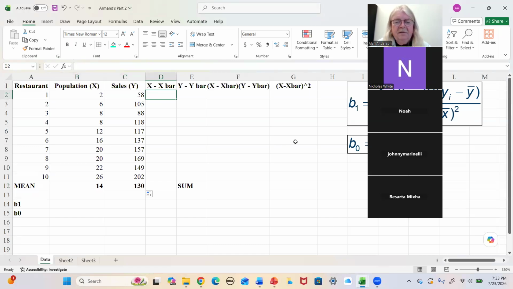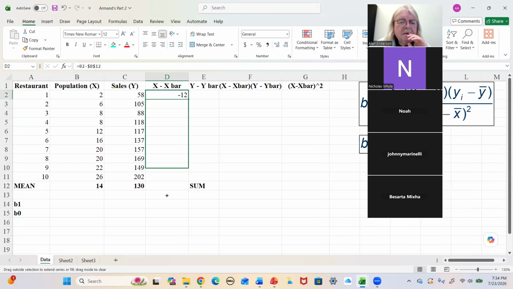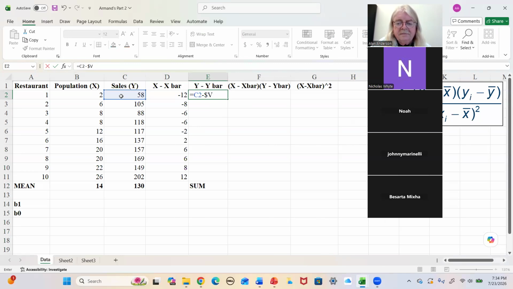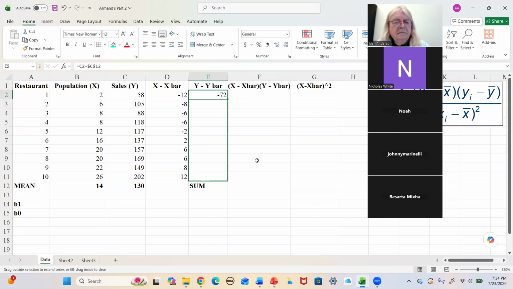For x minus x bar, for each x, we're going to subtract the mean of B12, but don't forget the dollar signs because we don't want that reference to change. Once that's done, you can drag it down. Then we do the same thing for y minus y bar. So here we have C12 with dollars. So it looks like what we saw in the slides.